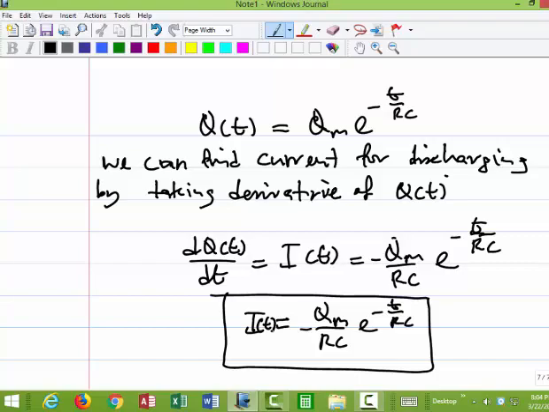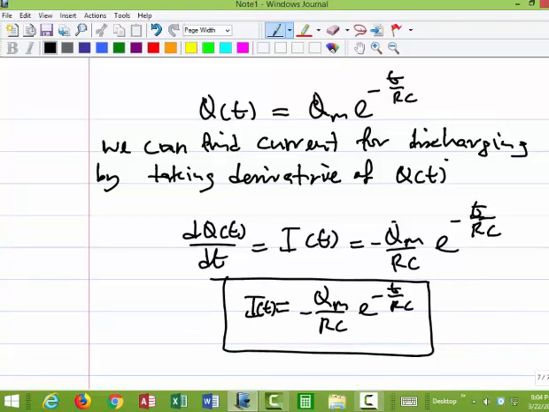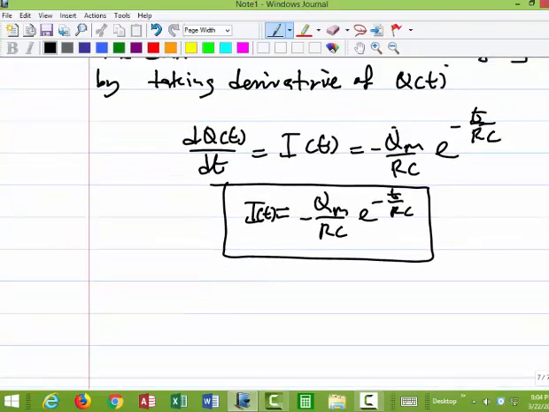So that item Q over RC we can call the initial current if we want. This is for discharging. So once you push the switch to B and you start discharging, that current initially will start decaying. No, actually that's the initial current and it starts rising, not decays, it's rising. So Qm over RC is the initial current.